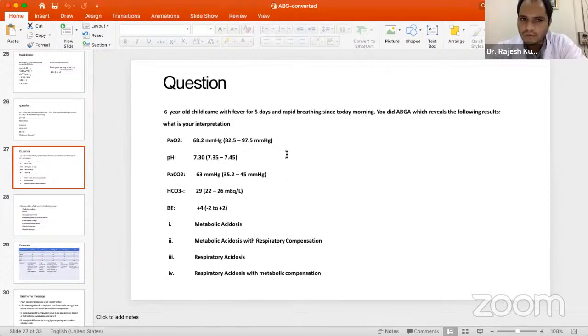So you can see here, your PaO2 is 68. pH is 7.3, which means acidosis. PaCO2 is on a rising trend, which means respiratory. Bicarbonate is also rising, which means it is the alkalotic phase, so this is respiratory acidosis with metabolic compensation.